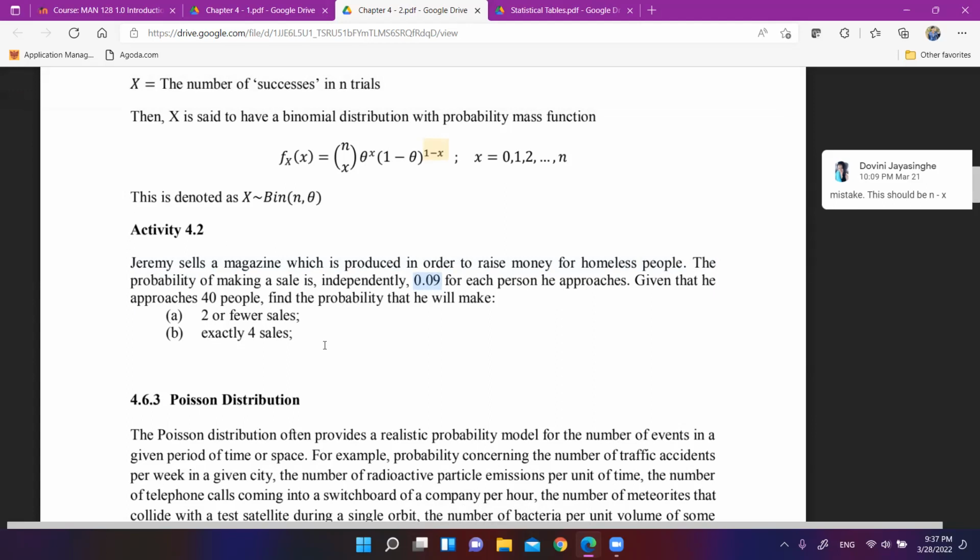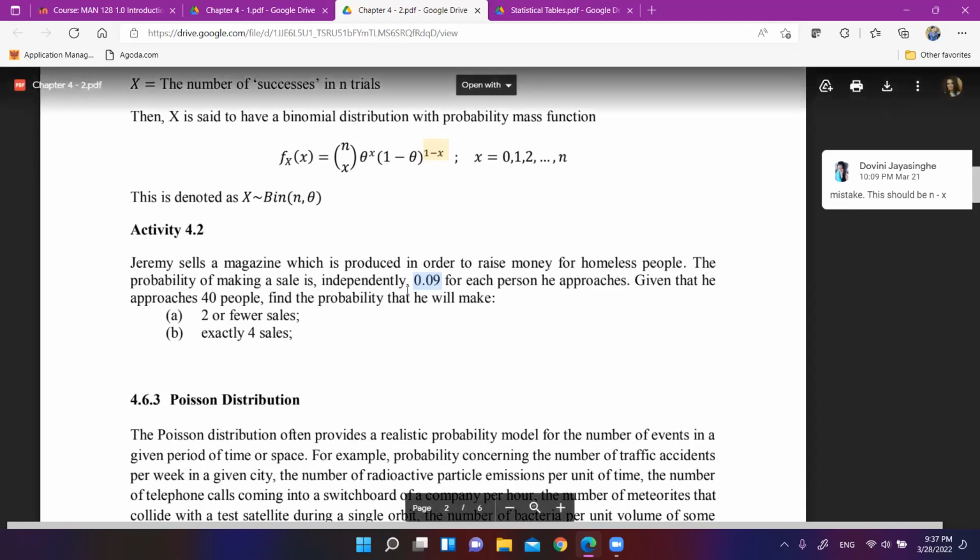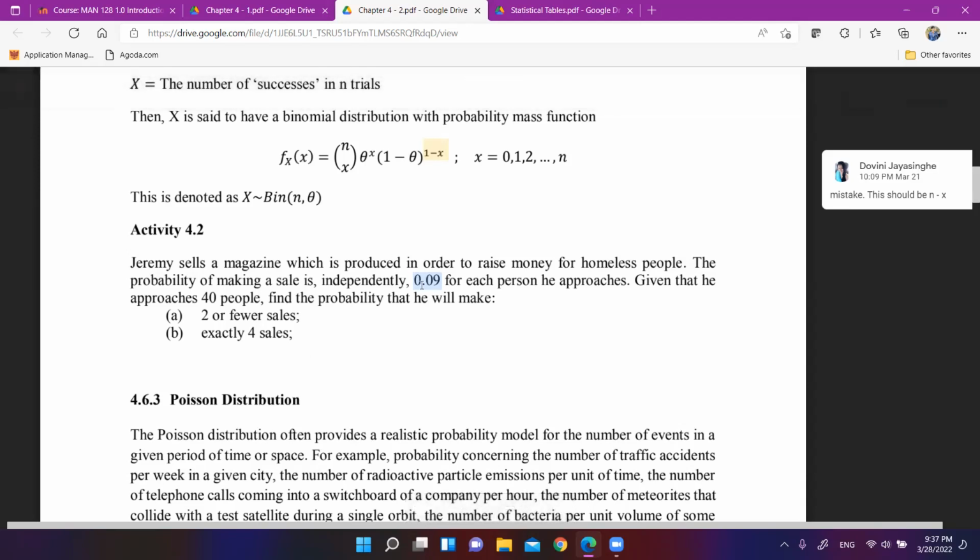Either he can sell it or he cannot sell it. Right? Only two outcomes, like head and tail, male and female. Either he can sell or he cannot. The probability of selling is given. So this is theta.